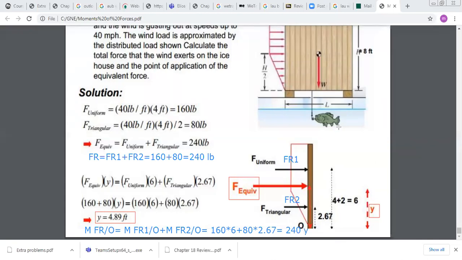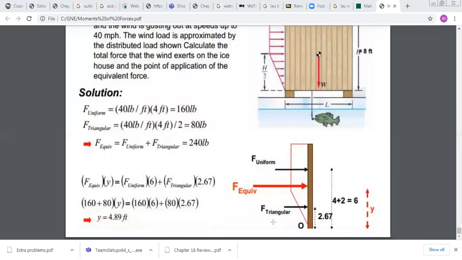My purpose here is to replace these two forces by one force. If I want to replace two forces by one force, what should I do? I should meet two conditions. First, the equivalent force is the summation of the two. So if this force is 160 and this force is 80, the equivalent force should be equal to their summation, 240. The next step is to determine the point of application of F resultant.